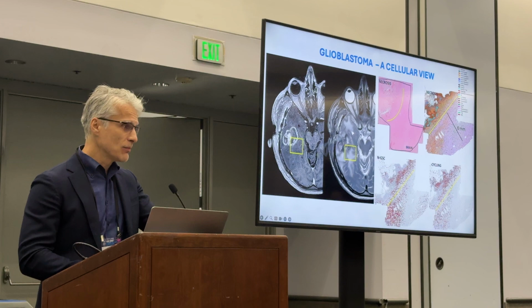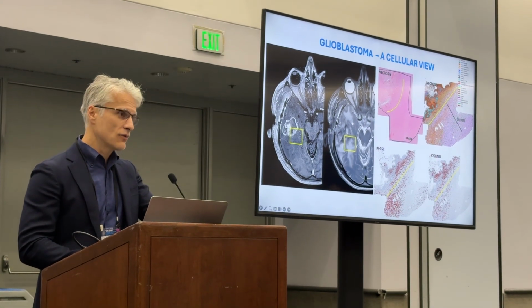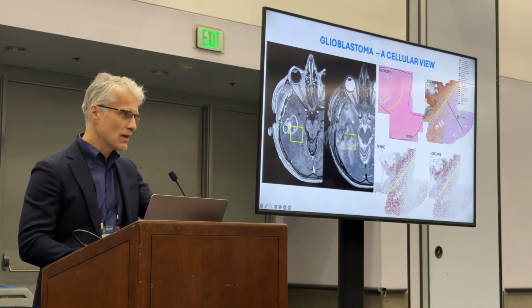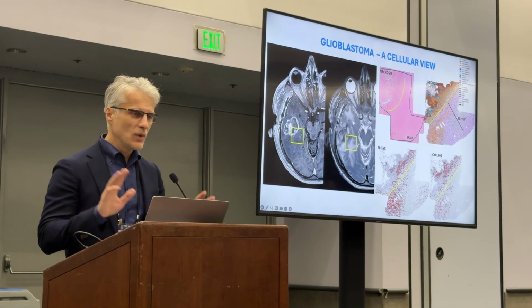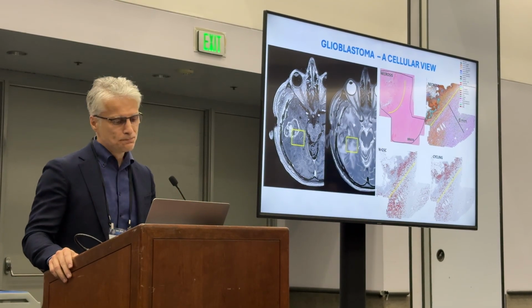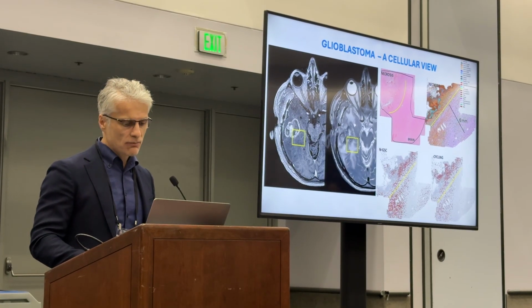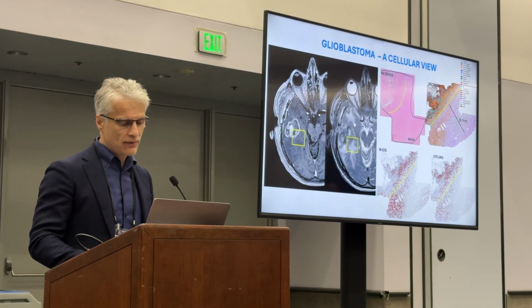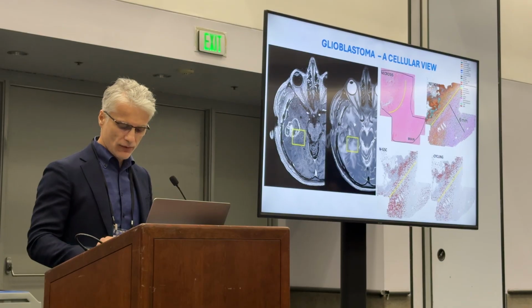In fact, there are as many cycling cells adjacent to the contrast enhancing tumor as there are in the contrast enhancing tumor. So we need a major rethink on how we talk about surgery for these diseases, because we are really removing a very small portion of active tumor cells.